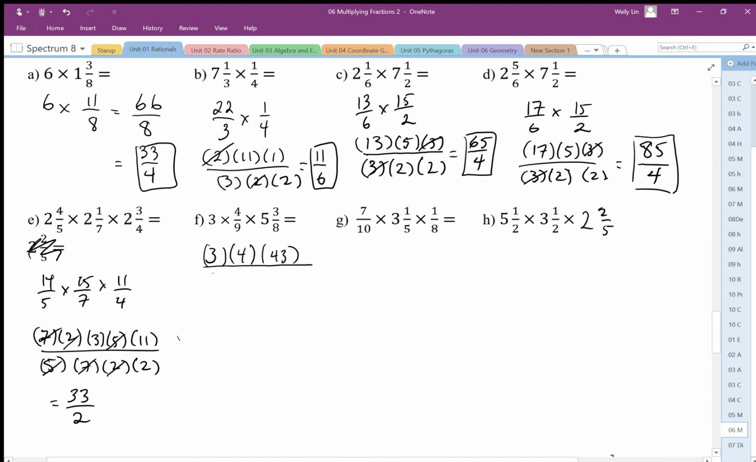So the 9 shares a factor of 3, so I'm going to write it as 3 times 3. The 8 shares a factor of 4, so I'm going to write that as 4 times 2. Those cancel, and so we're left with 43 on top over 6 on bottom. Again, they share no common factors. There's my simplest form.